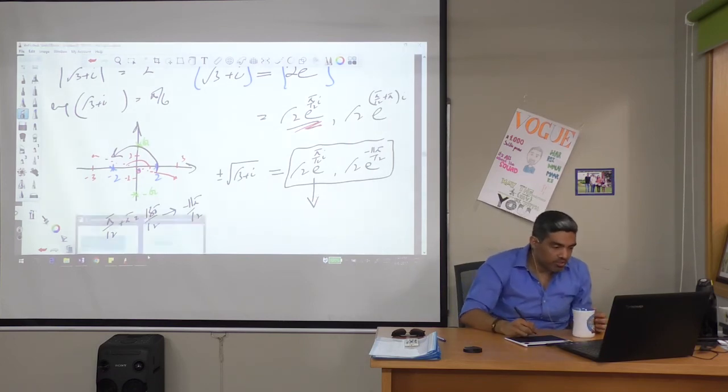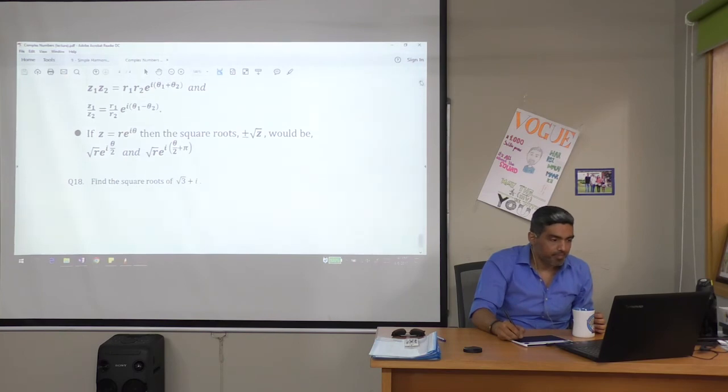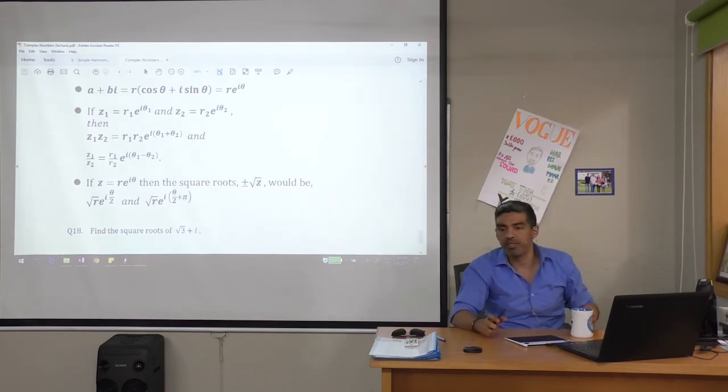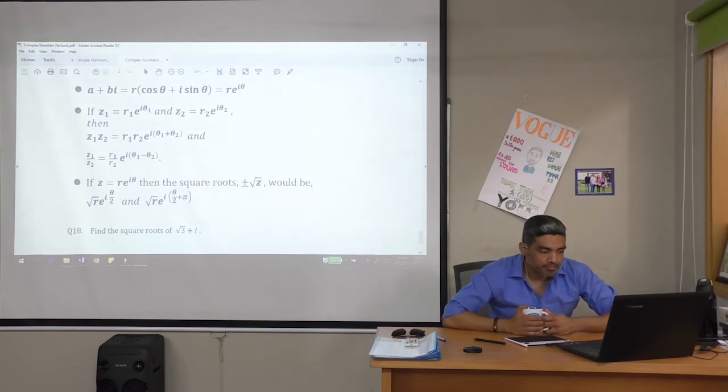And I have mentioned this over here in the notes. If z is equal to r e to the power i theta and you intend to take the plus minus square root of z, then if one root is, when you put it to the power half, root r and e to the power i theta divided by 2, the other root will be the same but with a theta value plus pi. So I've already stated that over there. Are we all good? Any questions?